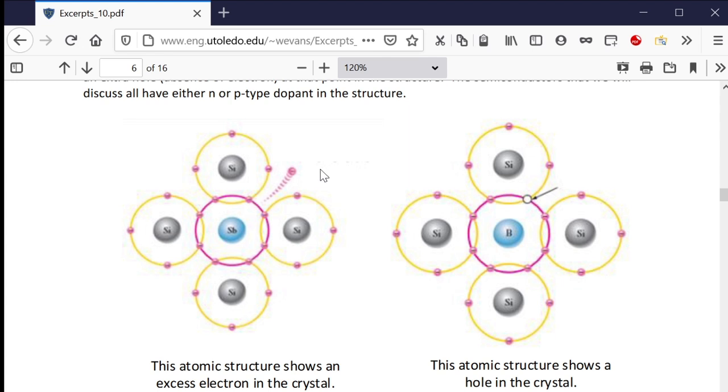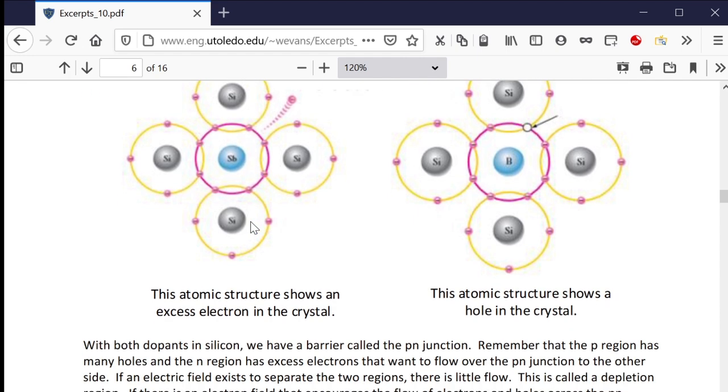So here we have an Sb, or antimony, and it has an extra electron which it can share out, and that would give you flow. And here we have one with boron, which has a 3, and that would be a P-type. This would be an N-type. This would be a P-type. This would be a P-type. This would be an N-type. Okay, so the P is positive, and that would be an absence of electron. The N is negative, or extra electrons.